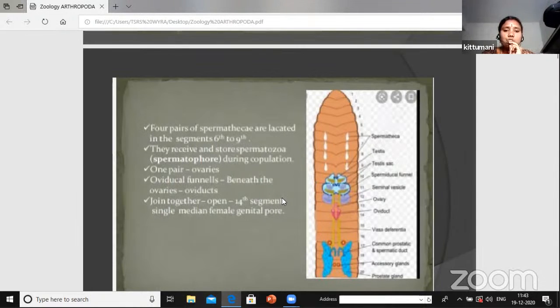They are joined together and open at the 14th segment, where the female genital pore is. We discussed this in yesterday's class. In the 14th segment we observe the genital pore, so the oviducts, the funnel-like structures, open into the 14th segment because the female genital pore is present there. All of you understand?